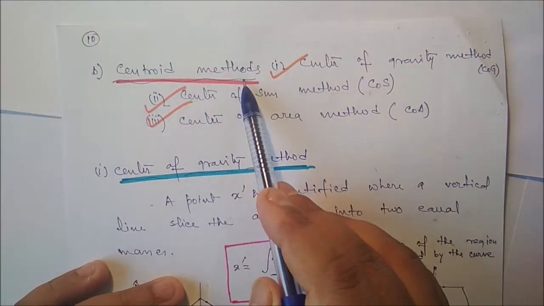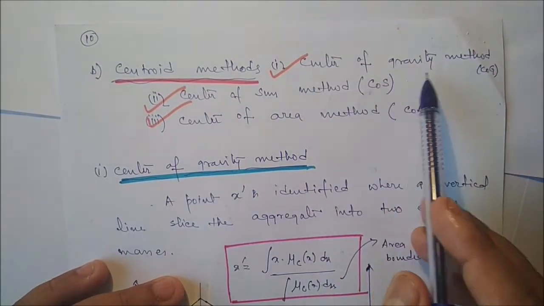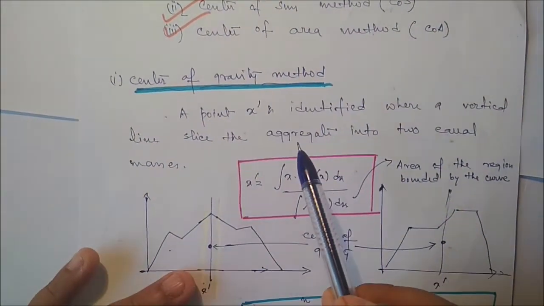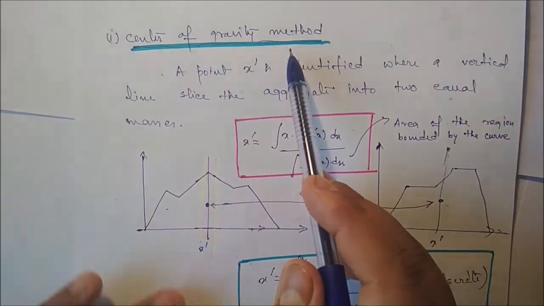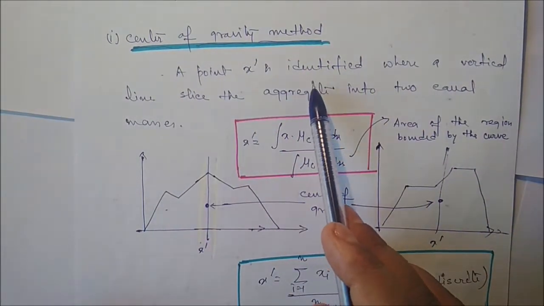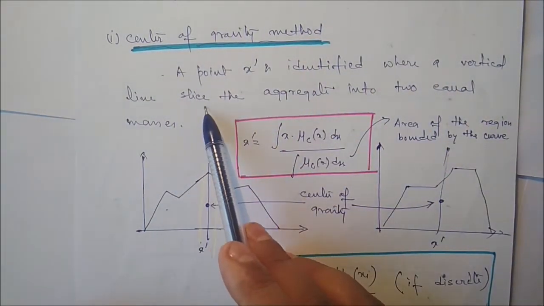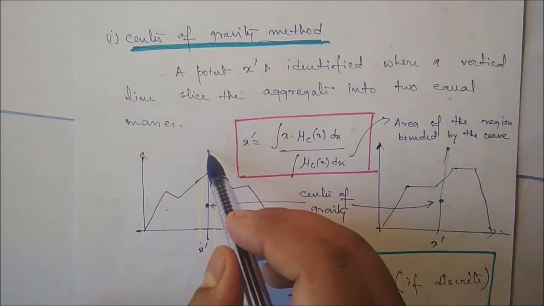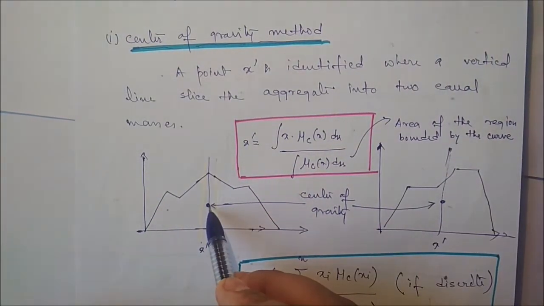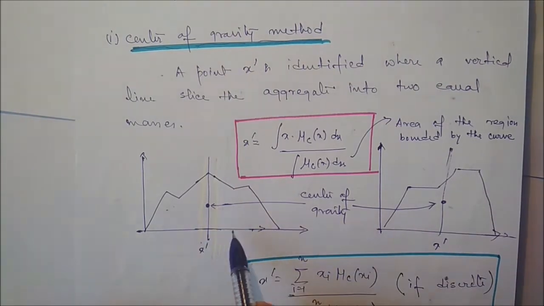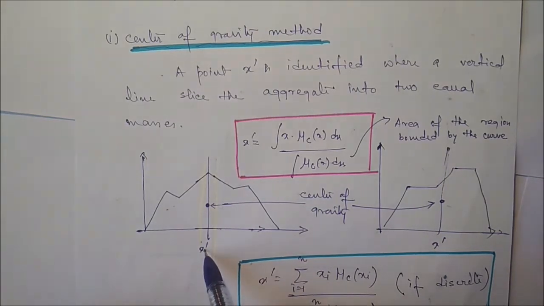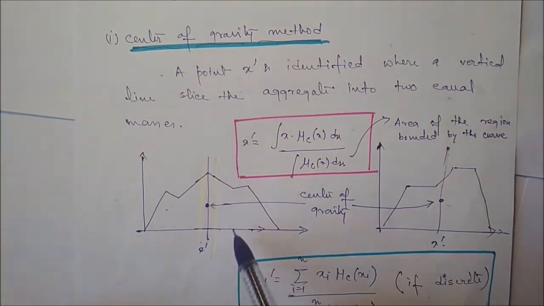Next we can see the centroid method. Three basic methods are there: center of gravity method, center of sum method, and center of area method. We will see them one by one. The first one is the center of gravity method. A point x dash is identified where a vertical line slices the aggregate into two equal parts. Here is one fuzzy output, and we have to identify the part where it divides into two equal parts. This is called the center of gravity method, and we need the value x dash.